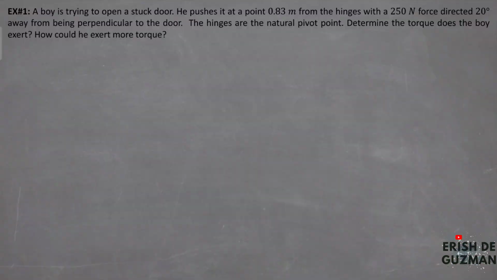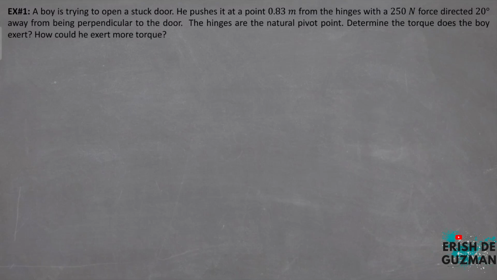Example number 1. A boy is trying to open a stuck door. He pushes it at a point 0.83 meters from the hinges with a 250 Newton force directed 20 degrees away from being perpendicular to the door. The hinges are the natural pivot point. Determine the torque the boy exerts and how he could exert more torque.